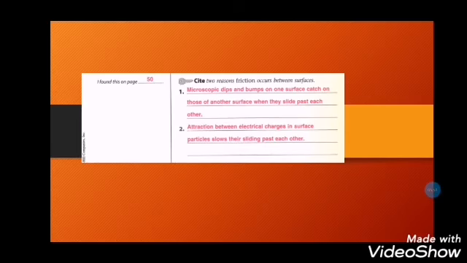Cite two reasons friction occurs between surfaces. The answers are found on page 50. Microscopic dips and bumps on one surface catch on those of another surface when they slide past each other. And the second reason would be attraction between electrical charges and surface particles slows their sliding past each other.